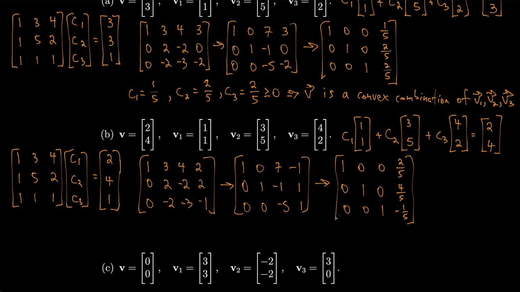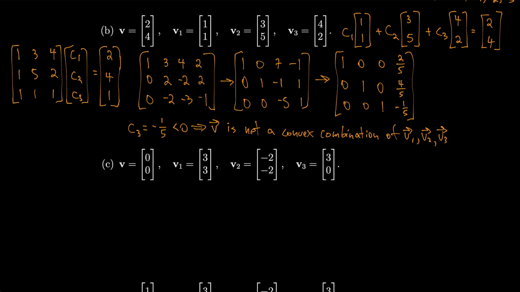And you can already see that there's a problem right there. We have C3 equal to minus 1/5, which is negative. So that means that V is not a convex combination of V1, V2, V3. All the constants have to be positive. Let's try another example.